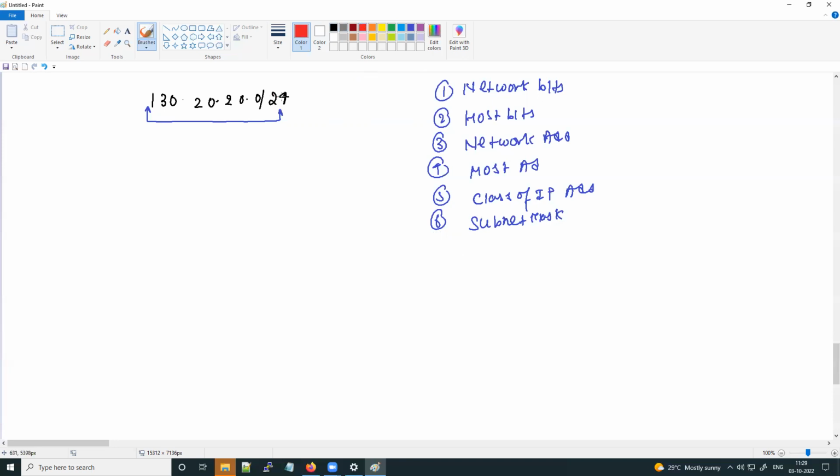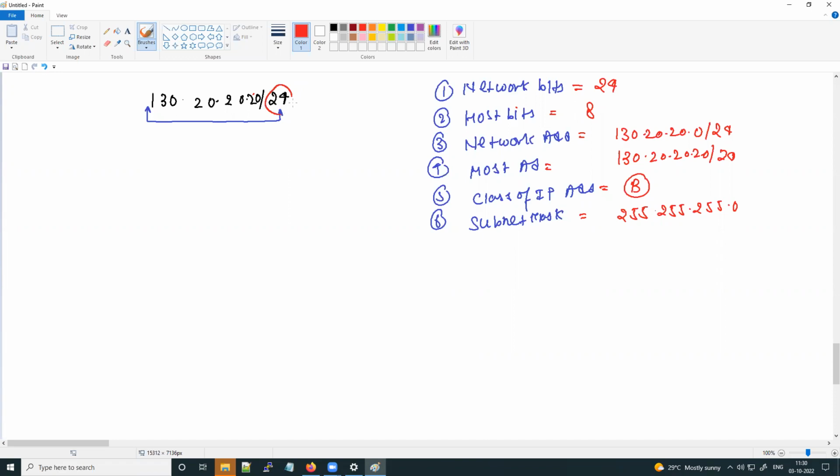So if you have this IP address, okay. If you see this thing, this tells the number of bits on the network side. So 24 means 24 bits on the network side, and the rest will go to the host side. The total number of bits in an IPv4 address is 32. If 24 bits are on the network side, then the host side will get 8 bits.